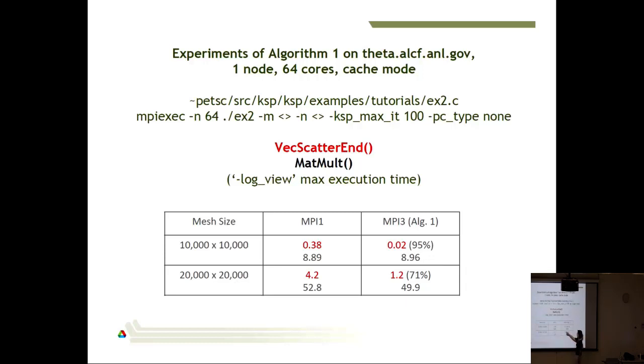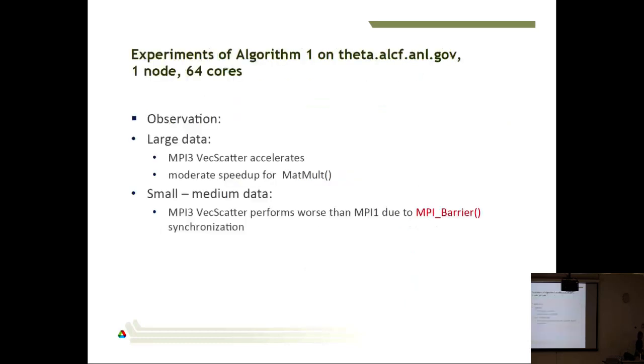And this is the gain we got for vector scatter, and then the next is for matrix vector multiplication. So very tiny gain for matrix vector multiplication. We are looking for applications which consume lots of vector scatter. So for those cases, we make it better. Okay, this is our observation.